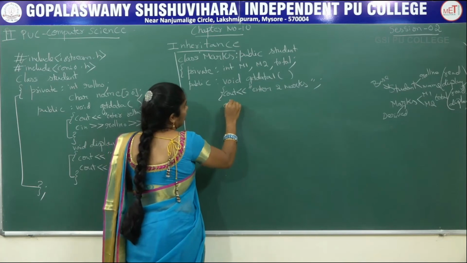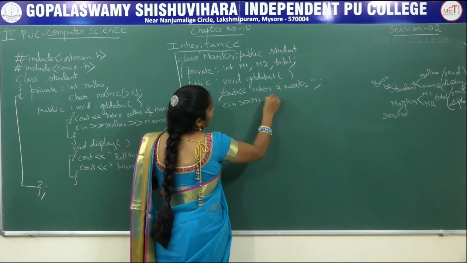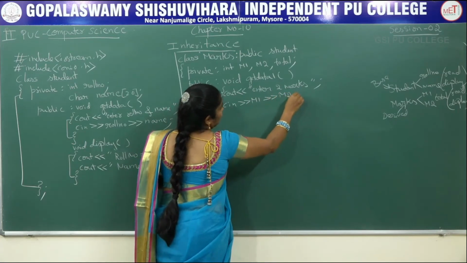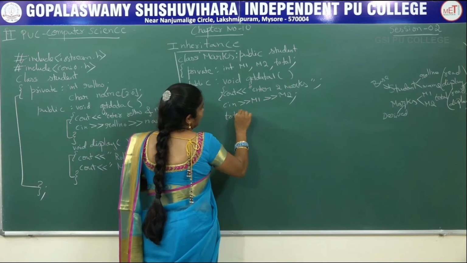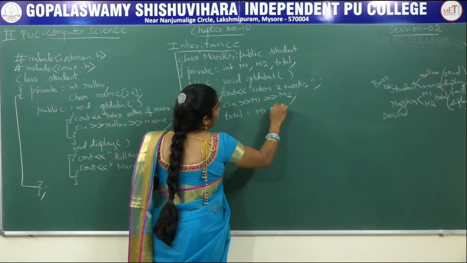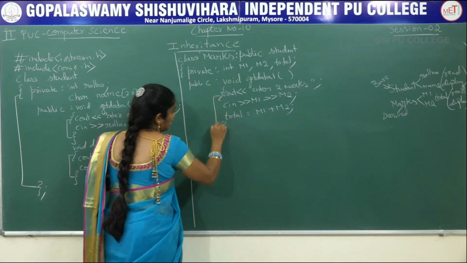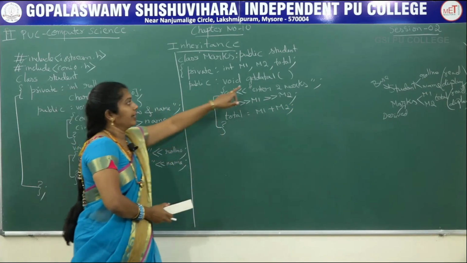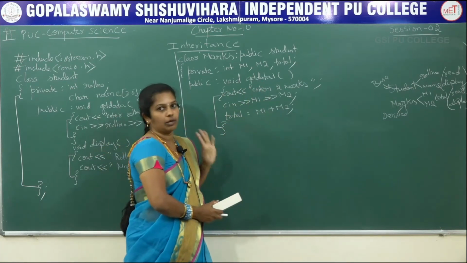Then input that value, say in extraction operator M1, extraction operator M2. Then find the total. How to find total? Total equals M1 plus M2. Then close this function. ಅಂದ್ರೆ get data 1 ಫಂಕ್ಷನ್ ಅಲ್ಲಿ ಏನು ಮಾಡಿದ್ದೀನಿ, marks 1 marks 2 input ಮಾಡಿ total ಮಾಡ್ಕೊಂಡಿದ್ದೀನಿ.